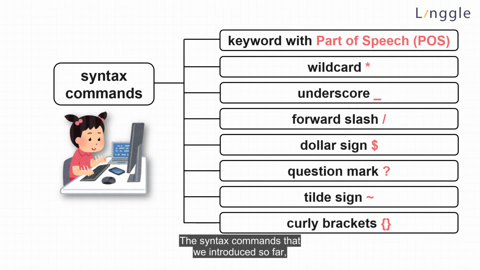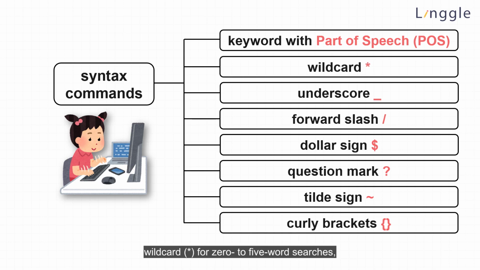The syntax commands that we introduced so far, including keyword plus part of speech searches, wildcard for 0 to 5 word searches, underscore for single word searches, and slash for choosing the best out of 2-word searches, can be combined and tailored to your personal search needs. Please try a few integrated searches and see the powerful and efficient results provided by Linggle.